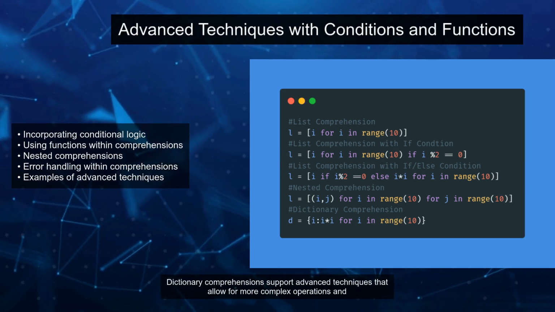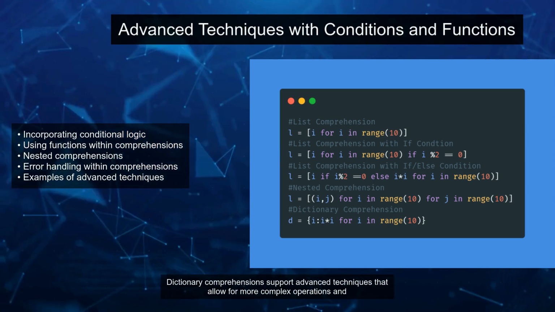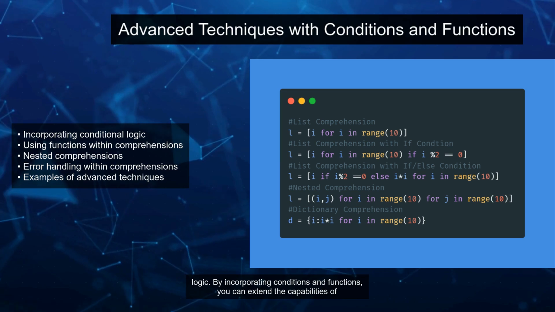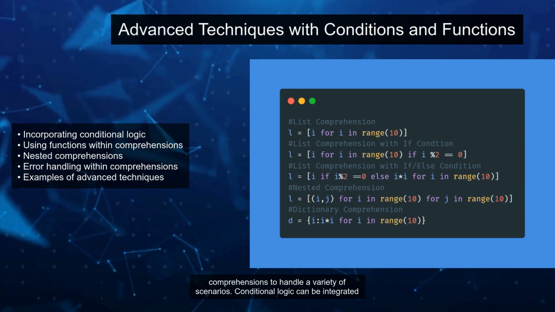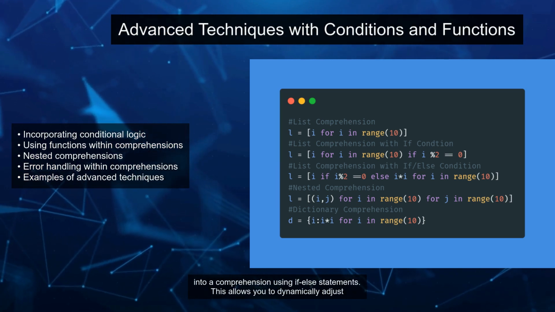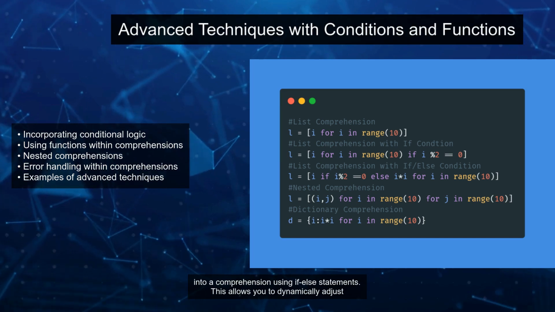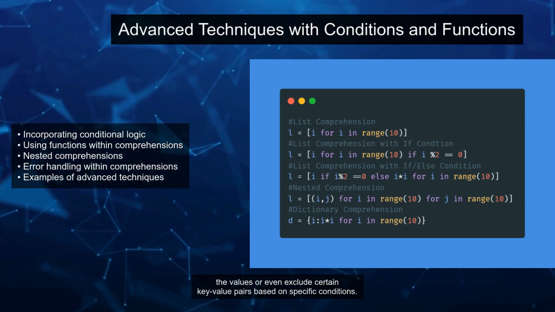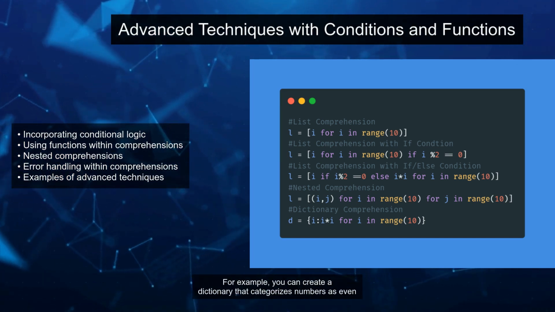Dictionary comprehensions support advanced techniques that allow for more complex operations and logic. By incorporating conditions and functions, you can extend the capabilities of comprehensions to handle a variety of scenarios. Conditional logic can be integrated into a comprehension using if-else statements. This allows you to dynamically adjust the values or even exclude certain key value pairs based on specific conditions.